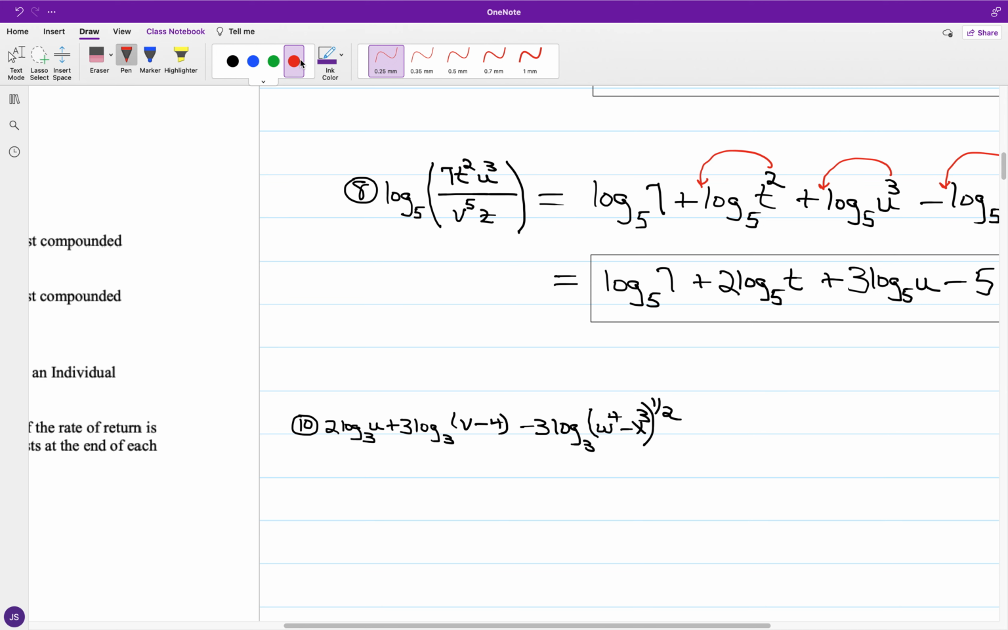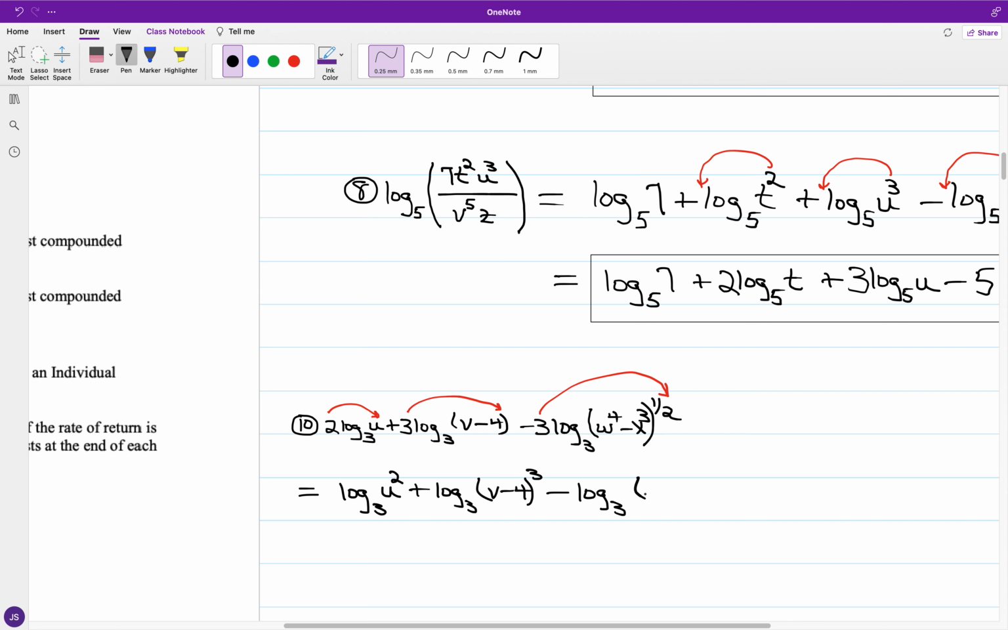So in the setup, I can transition the coefficients into exponents. Right now I'm going to have the base 3 logarithm of u to the 2nd, plus the base 3 logarithm of v minus 4 raised to the 3rd, and minus the base 3 logarithm.